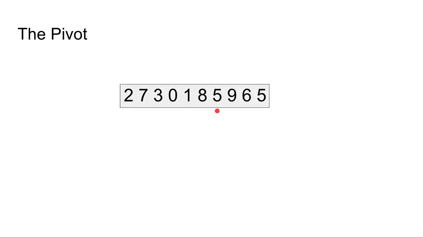The first step in the quicksort algorithm is to find a pivot number. There are several ways to do this, like by selecting the median of the array, but for simplicity's sake, we will just select the last element in the array, which in this case is 5.